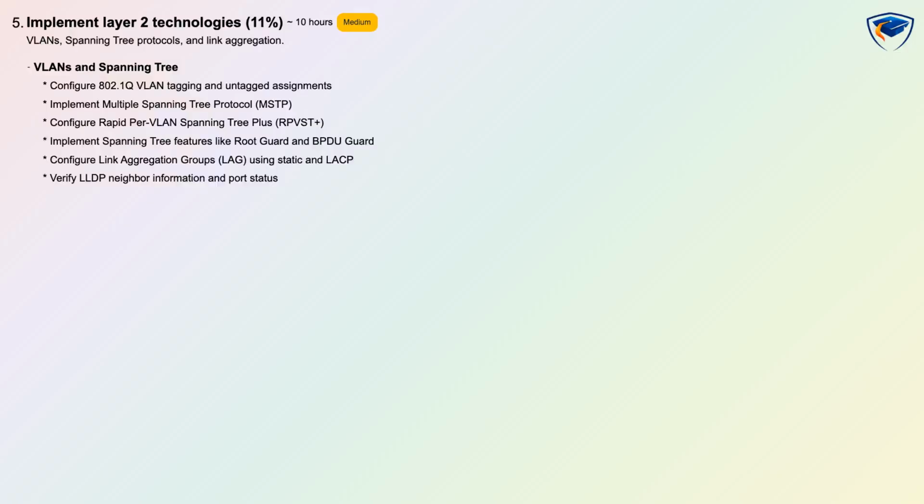The syllabus includes configuring link aggregation groups using static methods and LACP and verifying LLDP neighbor information and port status to confirm correct topology and link bundling. These skills ensure stable Layer 2 segmentation and resiliency in campus switching environments.